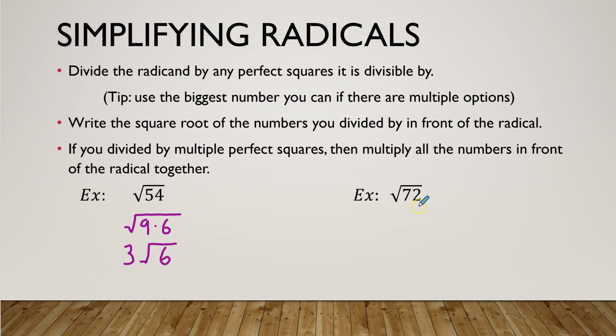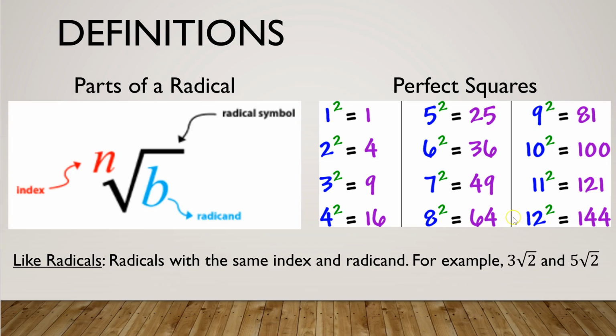Then I'm going to look at my next example. I have the square root of 72. So I'm starting again by finding the number as close to 72 as possible, so it would be in here between the 64 and 81. It's not divisible by this, it's not divisible by this. It is divisible by 36, so 36 times 2 is going to equal 72.